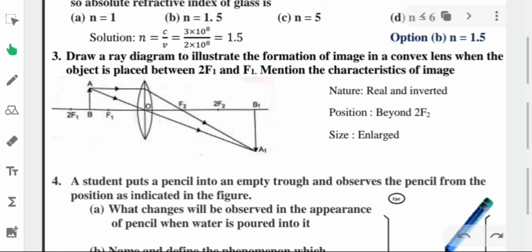The third question is, draw a ray diagram to illustrate the formation of image in a convex lens when the object is placed between 2f1 and f1. Mention the characteristic of the image. So we have to draw this diagram. Remember, when the object is away from the lens, the image will be near to the lens. When it comes towards the lens, the image will go away from the lens. This we have to remember first. So here we'll draw the diagram.